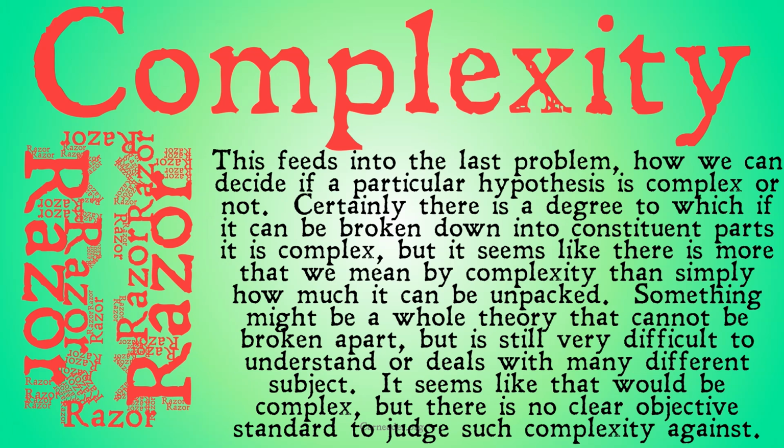This feeds into the last problem, how we can decide if a particular hypothesis is complex or not. Certainly there's a degree to which, if it can be broken down into constituent parts, it is complex. But it seems like there is more that we can mean by complexity than simply how much it can be unpacked. As we said, you have a universal generalization over a lot of individual things. You could theoretically split that down into every single one of those things. Something might be a whole theory that cannot be broken apart, but is still very difficult to understand, or deals with many different subjects, and therefore is very complex despite not being something you could really break down. It seems like that would be complex, but there's no clear objective standard to judge such complexity against. If I give you a particular hypothesis, how much complexity does it have? It's really hard to say, and it's hard to say if it's more complex than another theory, unless they are so similar as to be absolutely clear that this one theory posits exactly these things and says exactly this, the other theory does exactly the same thing and just adds one piece on at the end. That's the only situation where you could really define one as clearly more complex than the other.